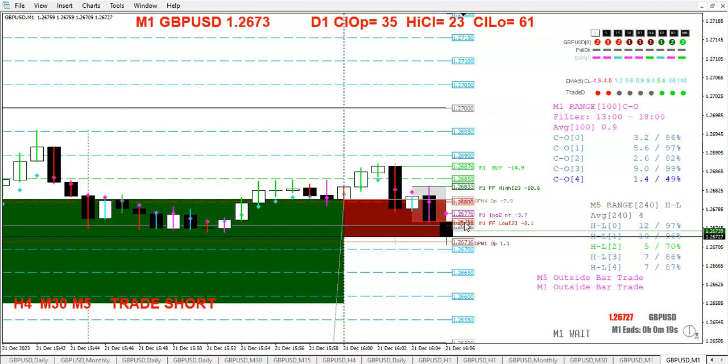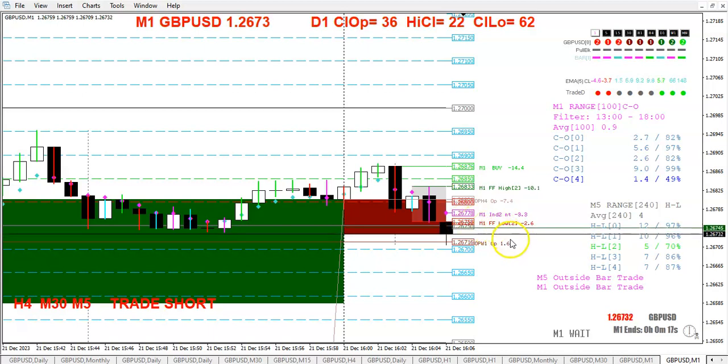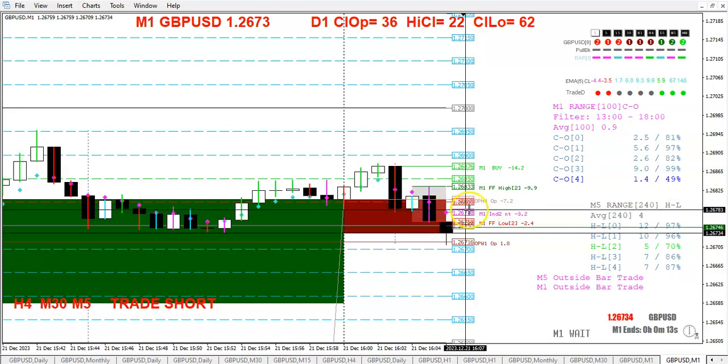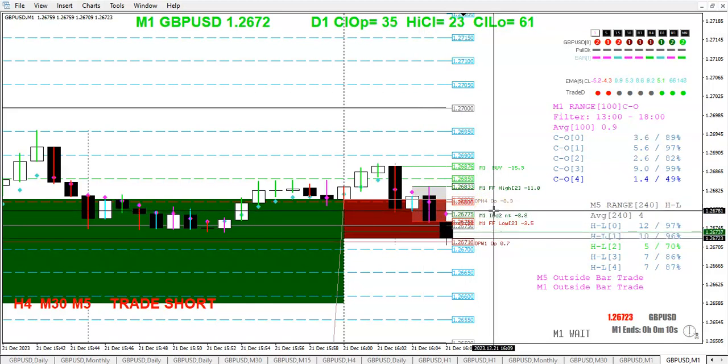You've got everything in place. You got a low indicator 2. You got a flip flop. You got a state change. And you look to pick up a couple of pips. You could have picked up 6, 7 pips on this one. It would have been a really nice trade.